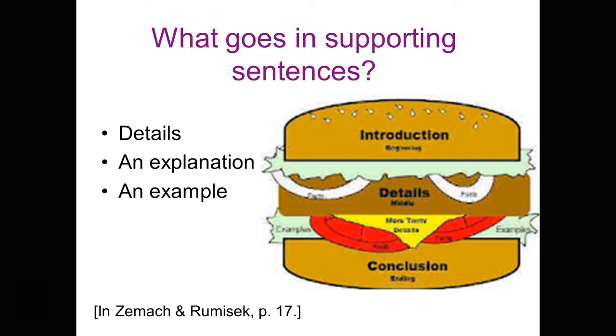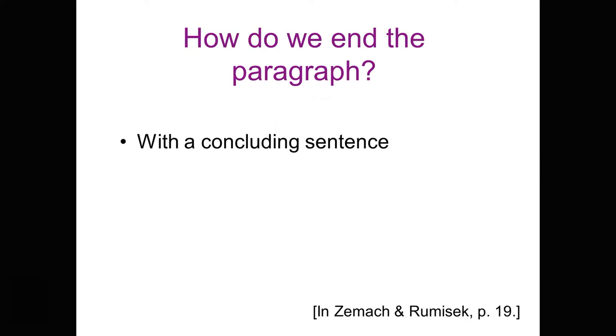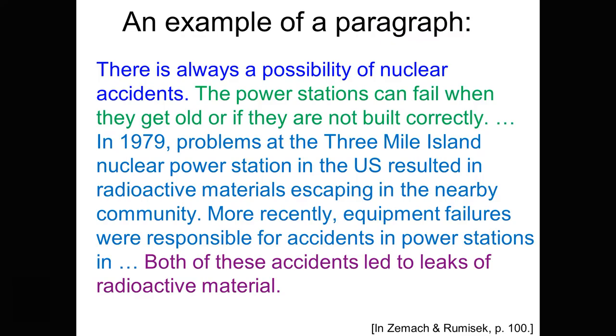What goes in supporting sentences? Well, as I touched on earlier, it's basically evidence. So details, an explanation, an example, these are all different parts of evidence that you're trying to get across to the person who's reading your work. How do we end the paragraph? So we end the paragraph with a concluding sentence.